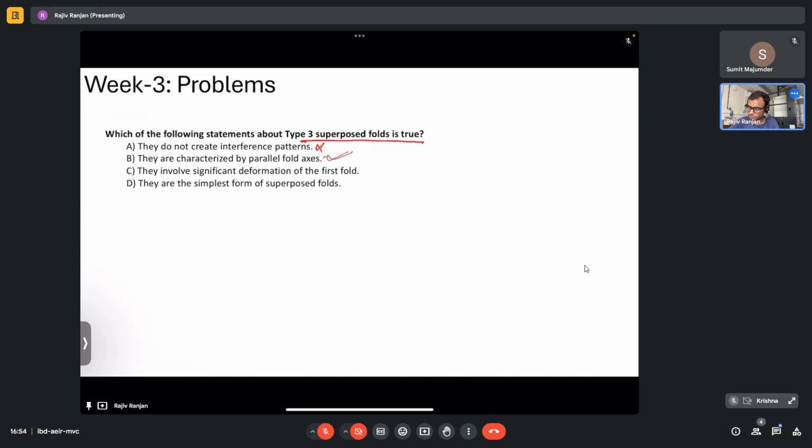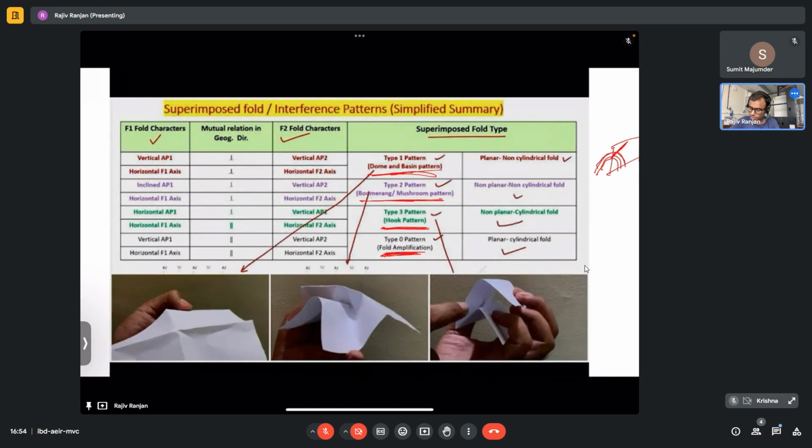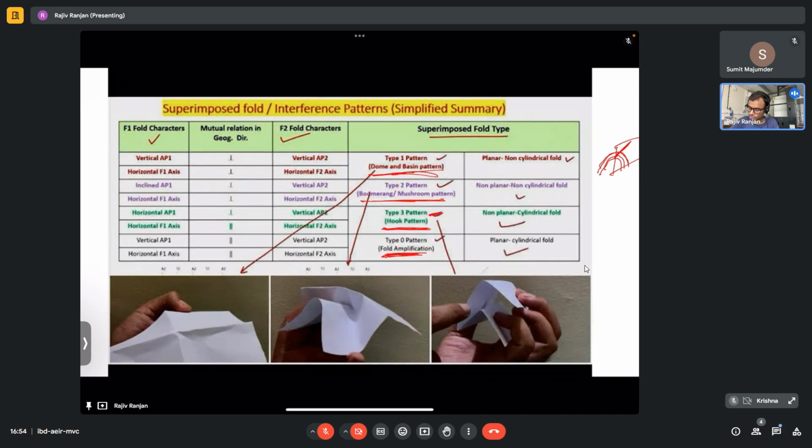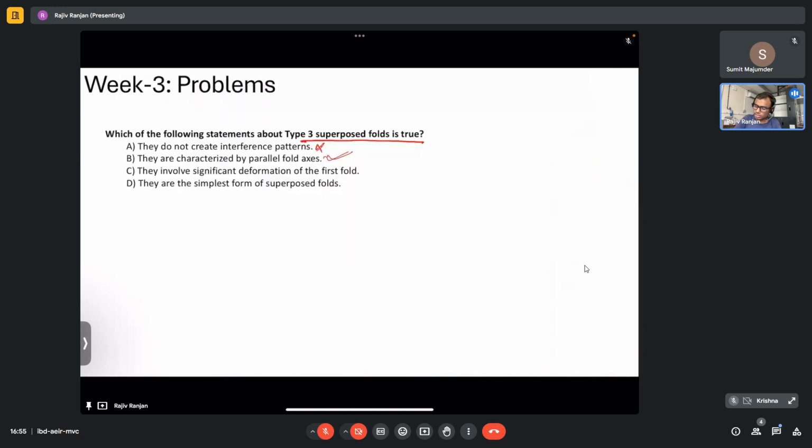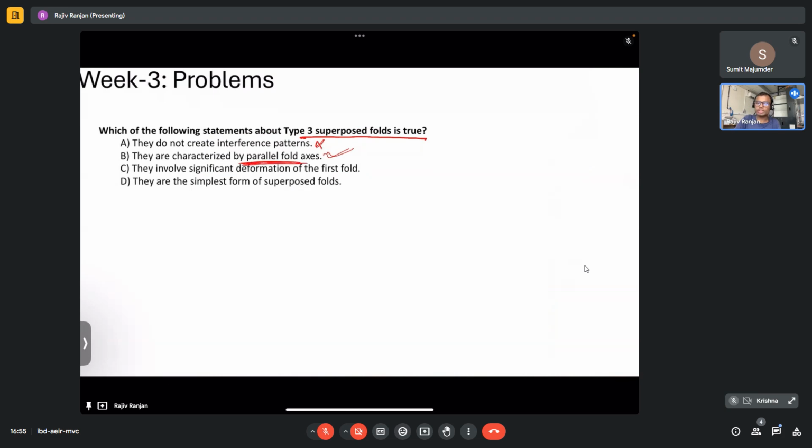Type 3, let's see type 3. Type 3 patterns: vertical AB2, horizontal AB2. This is perpendicular, and horizontal axes are parallel. Can you see this? Axes are parallel, right? So they are type 3. In type 3, the fold axes are parallel. So option B is correct.